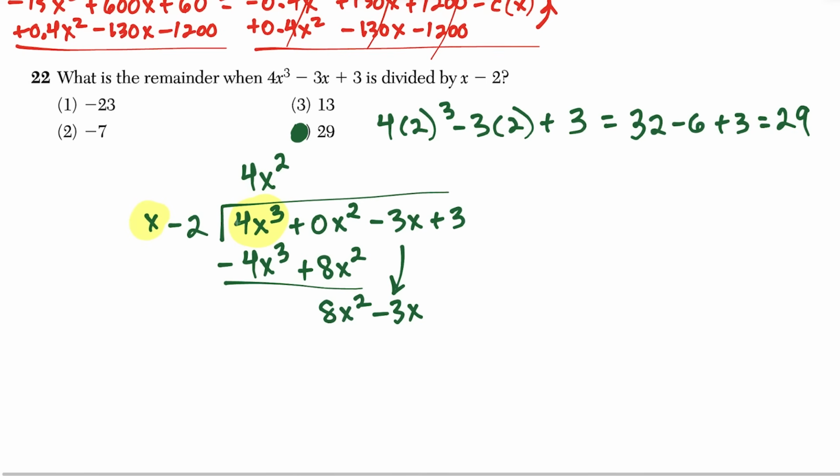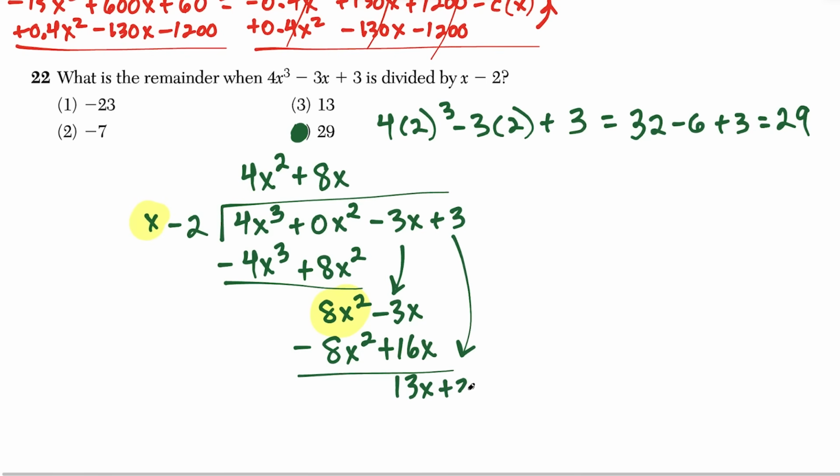So now I'm going to shift my focus over to this term over here. I'm doing 8x squared divided by x is 8x. So we're dividing by 8x. I distribute, I get 8x squared. And then when I do 8x times minus 2, that's minus 16x. I have to subtract this product. So here, if I'm subtracting a polynomial, it's going to change the sign of everything. These terms cancel. 16x minus 3x is 13x. And now I bring down this plus 3 here, and I do this one more time.